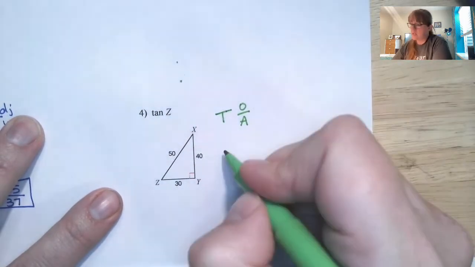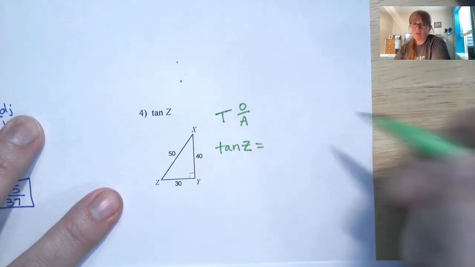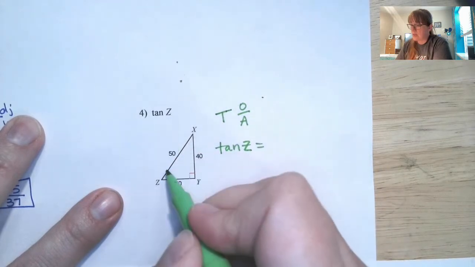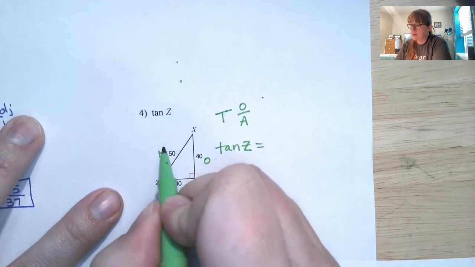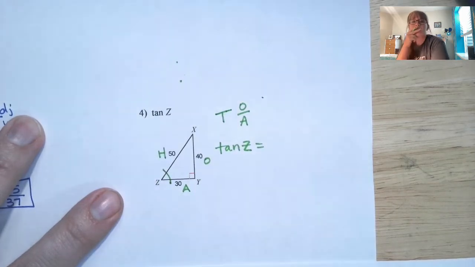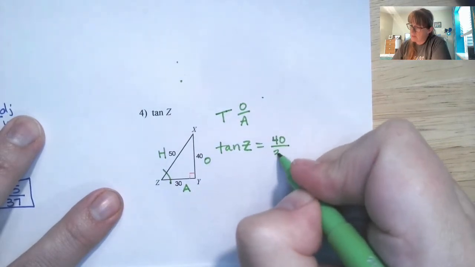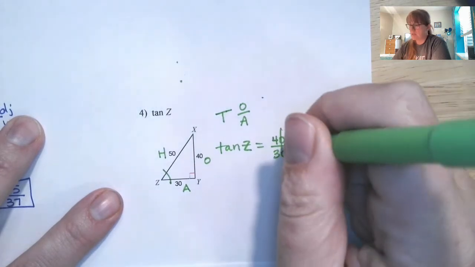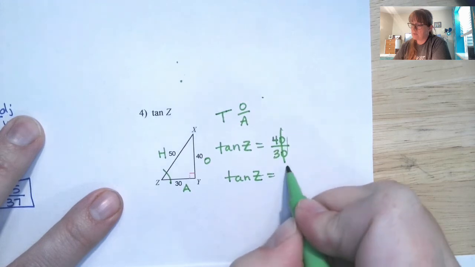Okay, so tangent of Z. What's the first thing we should do? Come up with our OAHs. All right, well, let's do that. Let's label it. So we're talking about Z. Opposite, adjacent, hypotenuse. Talking about tangent, so we're going to go opposite, 40 degrees, adjacent, 30 degrees. Whenever we have double zeros on top of each other, we can cancel those guys out. So tangent of Z equals 4/3.